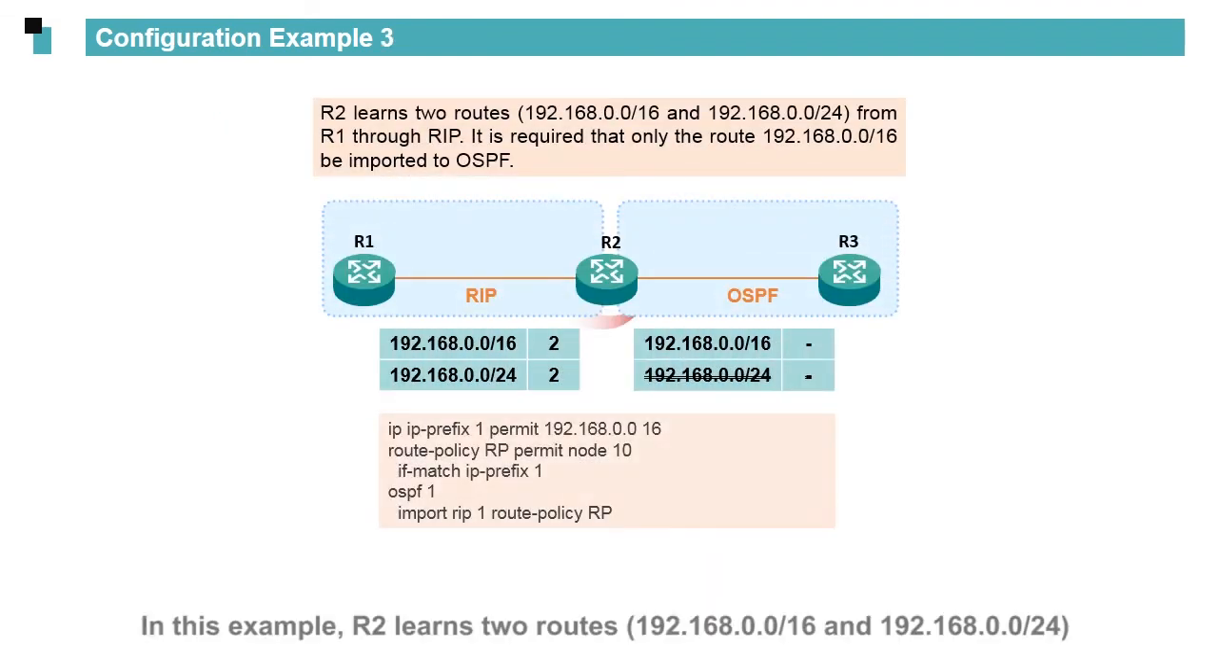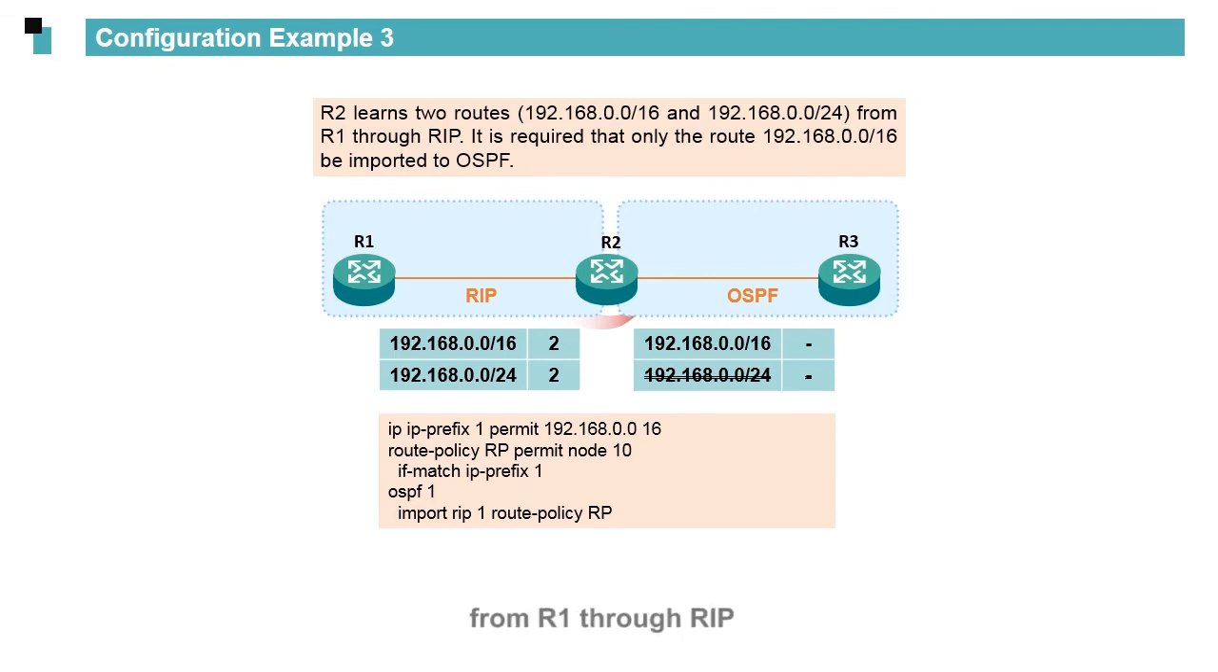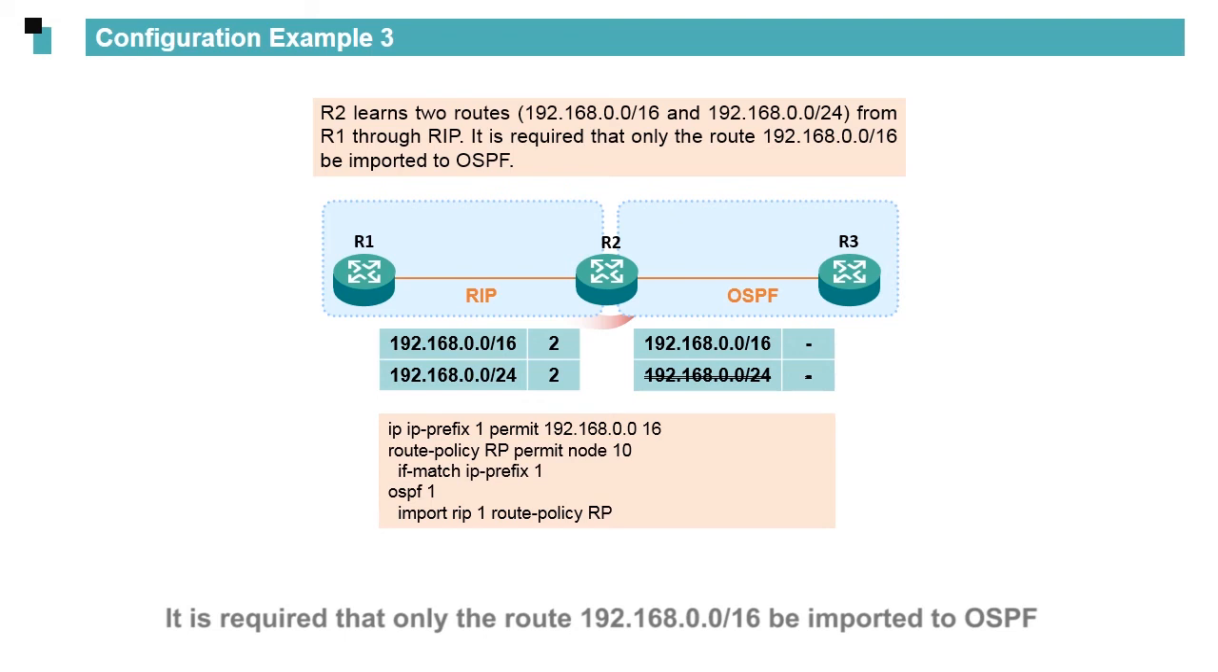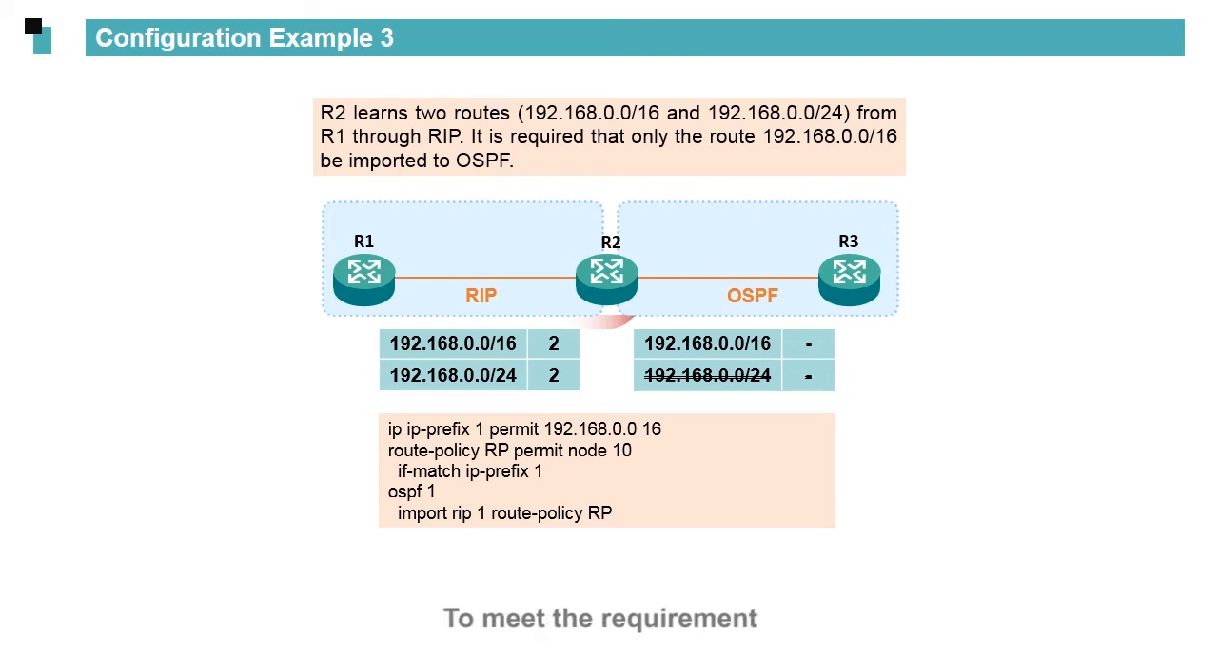In this example, R2 learns two routes, 192.168.0.0/16 and 192.168.0.0/24, from R1 through RIP. It is required that only the route 192.168.0.0/16 be imported to OSPF. To meet the requirement, the configurations listed in this slide can be performed.